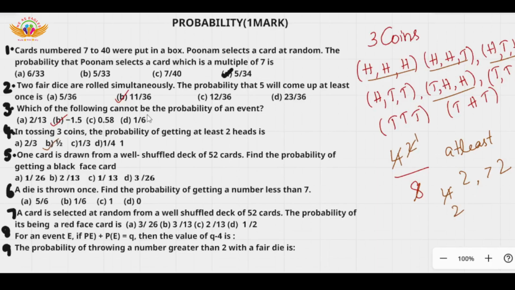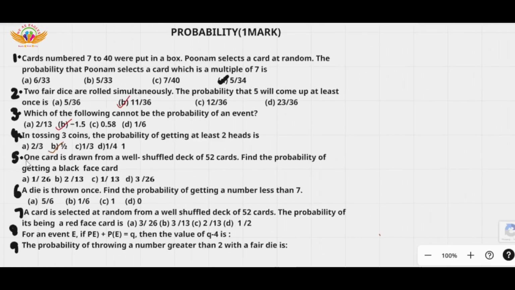Okay. Let us go to the fifth question. Fifth question: one card is drawn from a well-shuffled deck of 52 cards. Find the probability of getting a black face card. Okay, I want to explain to you what a black face card is. Before that I just want to explain about these 52 cards. The total number of cards is 52.